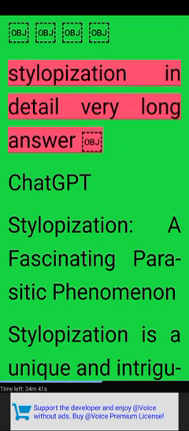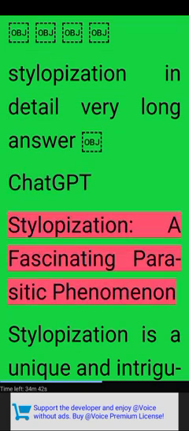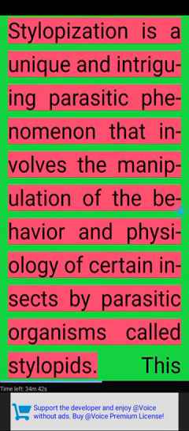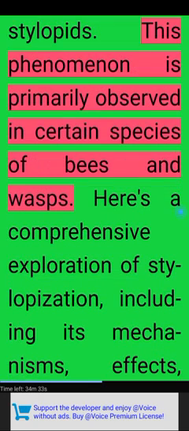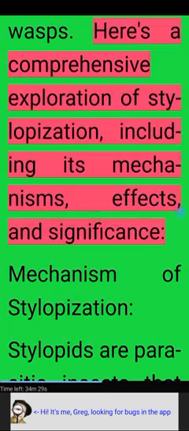Stylopization in detail. Very long answer. ChatGPT. Stylopization, a fascinating parasitic phenomenon. Stylopization is a unique and intriguing parasitic phenomenon that involves the manipulation of the behavior and physiology of certain insects by parasitic organisms called stylopids. This phenomenon is primarily observed in certain species of bees and wasps. Here's a comprehensive exploration of stylopization, including its mechanisms, effects, and significance.